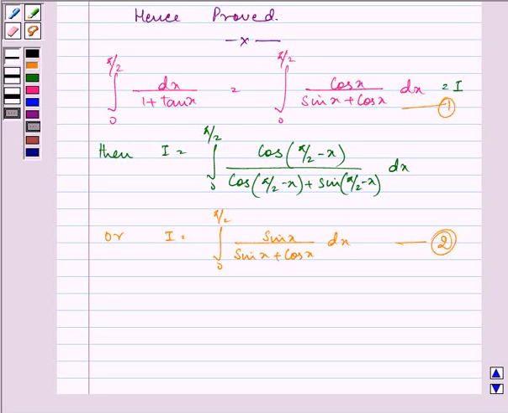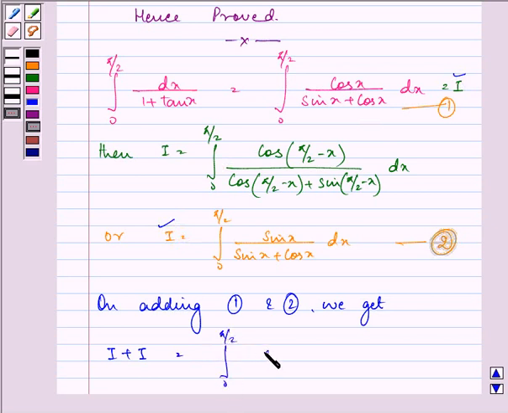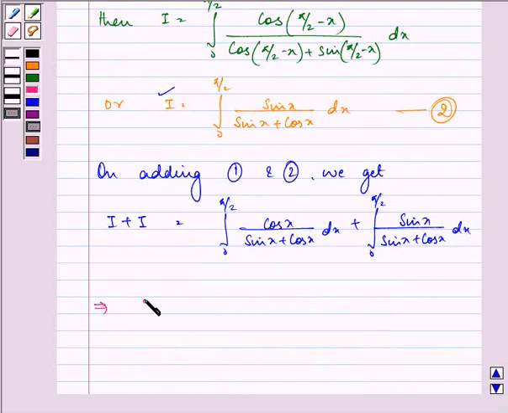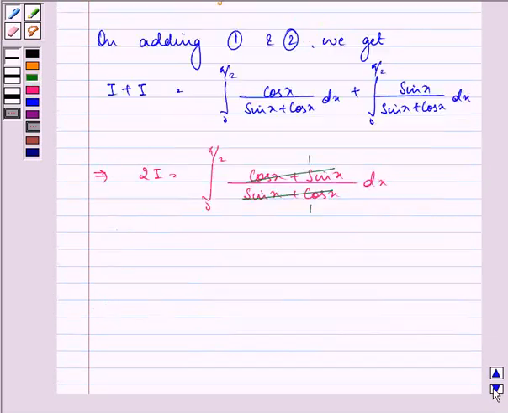Now on adding the first and the second equation, we get I plus I is equal to integral 0 to pi by 2 cos x upon sin x plus cos x dx plus 0 to pi by 2 sin x upon sin x plus cos x dx. This implies 2I is equal to integral 0 to pi by 2 cos x plus sin x, that is on combining these two, upon sin x plus cos x dx. This further implies 2I is equal to integral 0 to pi by 2 1 dx.